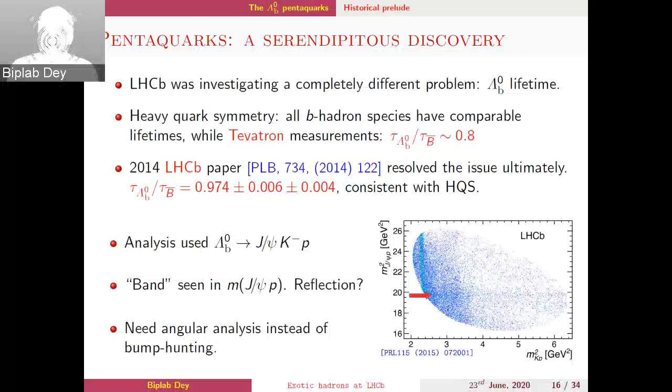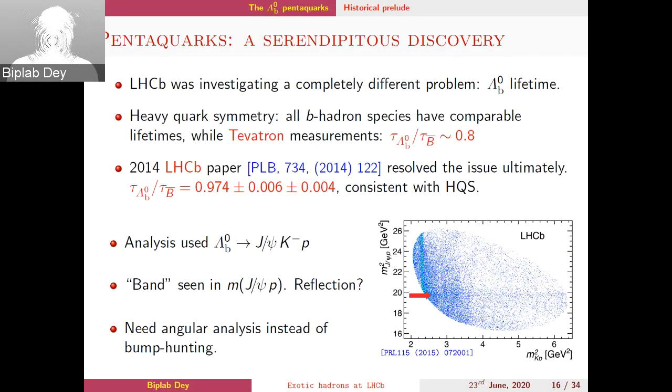Older Tevatron measurements found that the ratio of the Lambda b to B meson lifetime was actually smaller than one, and this was a conundrum for some time. An LHCb paper resolved this and found that we are consistent with HQS. The mode that was used was Lambda b to J/psi pK. When they were doing this analysis, they found a very strange band in J/psi p. For a long time, we had things on the mailing list which said, don't worry about it, it's just a reflection.